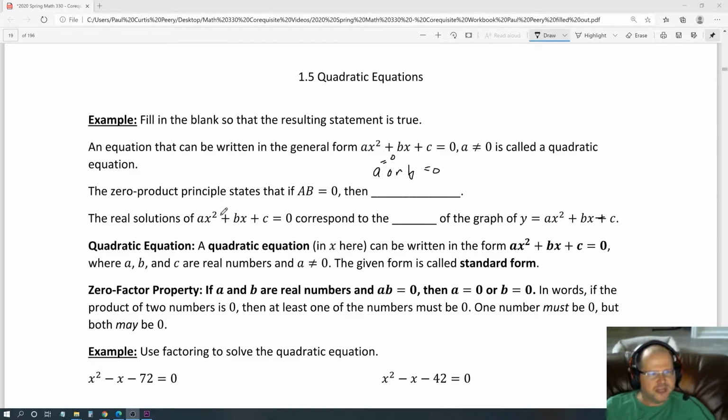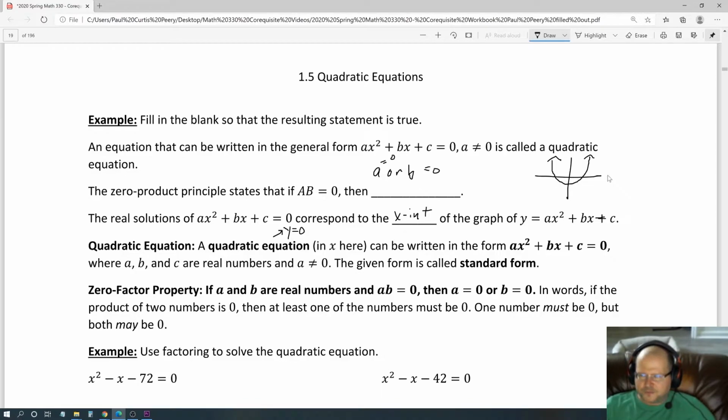The real solution of ax squared plus bx plus c equals 0 corresponds to the x-intercept. I don't see a graph right now, but basically, if you had an x and y graph like this, let's say it dipped below and above. You have to remember that this equals actually your y. So you're really saying where y is equal to 0.